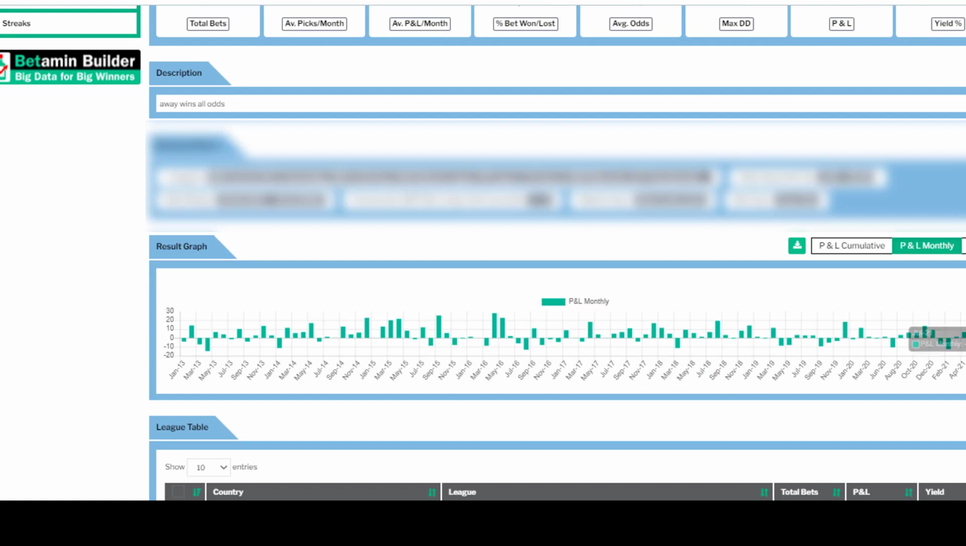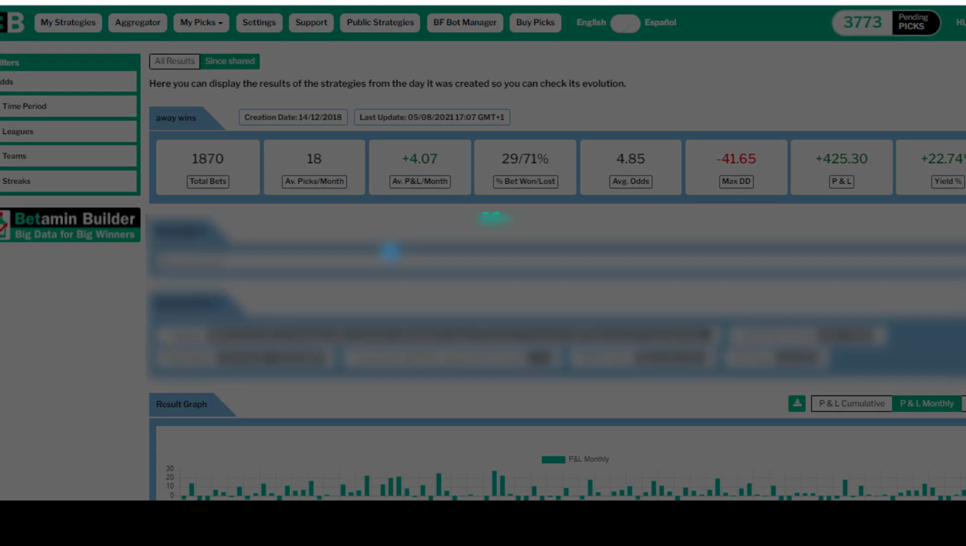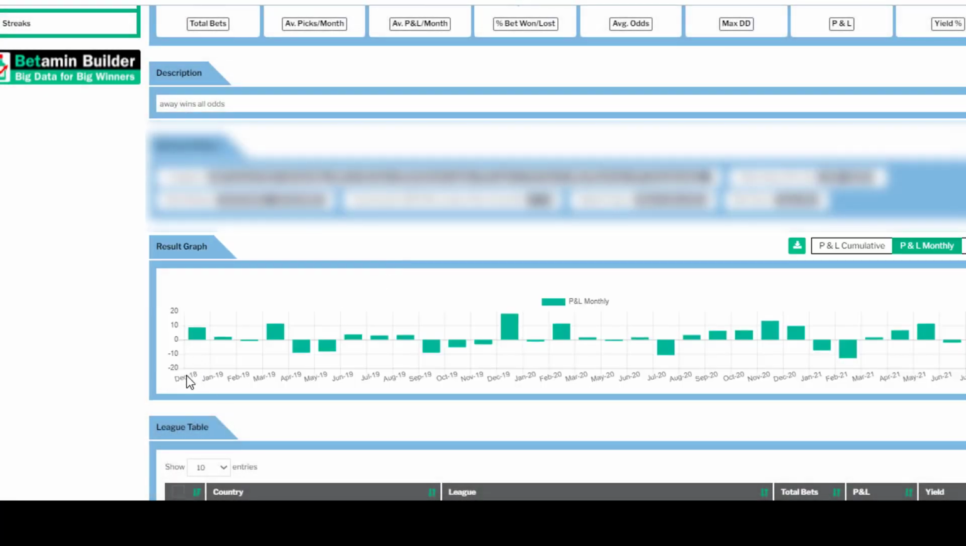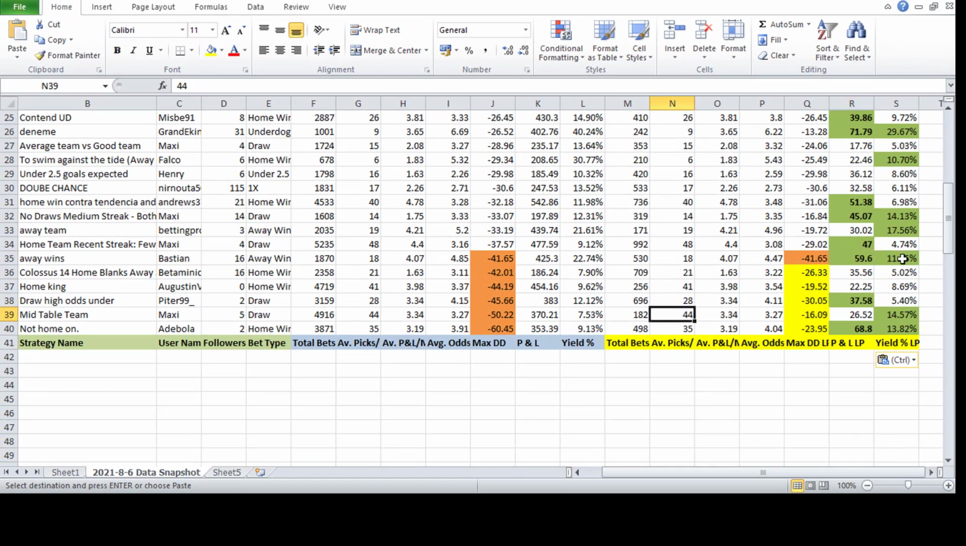Again, I take a look at its monthly results, its recent results since shared, and yeah, it has losing months. I see how big the losing months are. It has winning months, losing months, and it looks like it's following a pretty standard variation there. So going up, going down, and it's not huge long losing runs, not huge long massive winning runs. So I think I might keep that one in there.